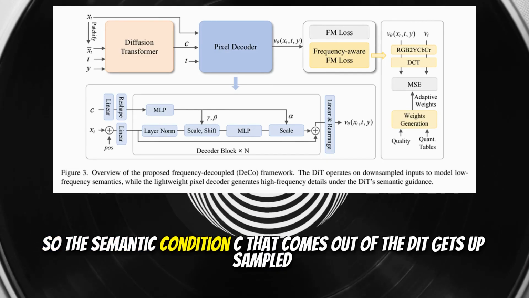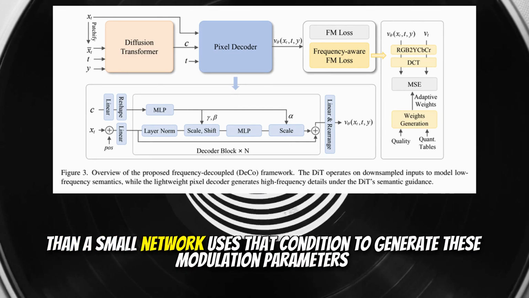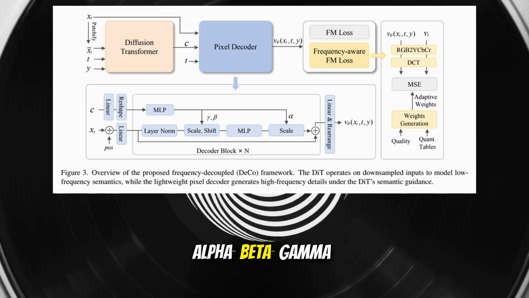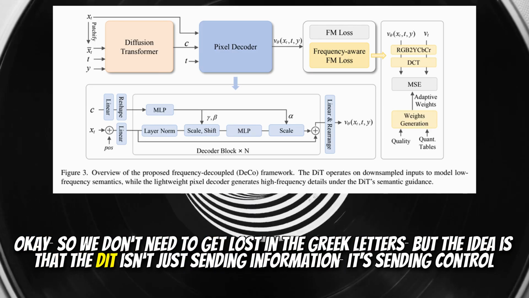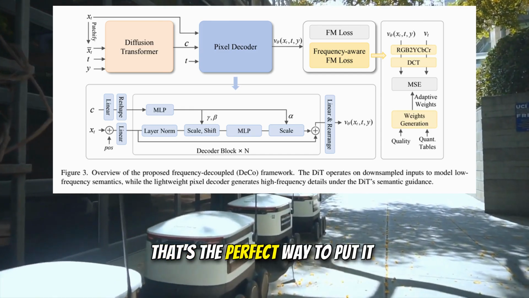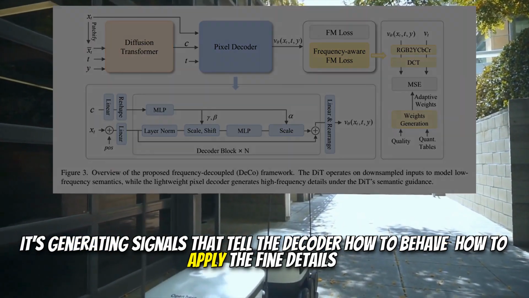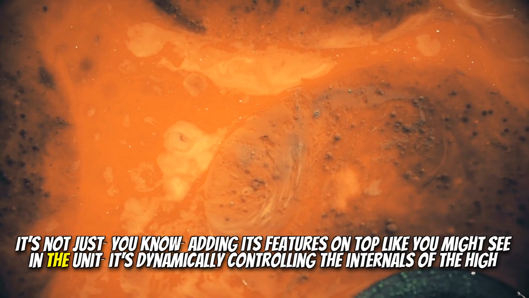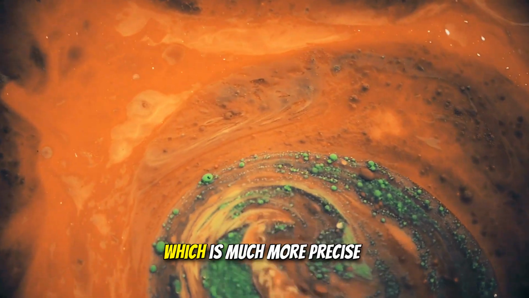So the semantic condition C that comes out of the DIT gets upsampled. Then a small network uses that condition to generate these modulation parameters: alpha, beta, gamma. Okay, so we don't need to get lost in the Greek letters, but the idea is that the DIT isn't just sending information, it's sending control signals. That's the perfect way to put it. It's generating signals that tell the decoder how to behave, how to apply the fine details. It's not just adding its features on top like you might see in a UNet. It's dynamically controlling the internals of the high-frequency network. Which is much more precise.